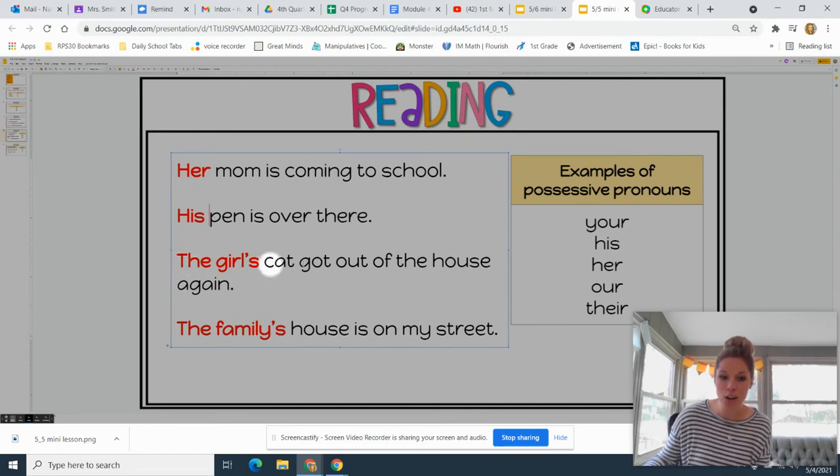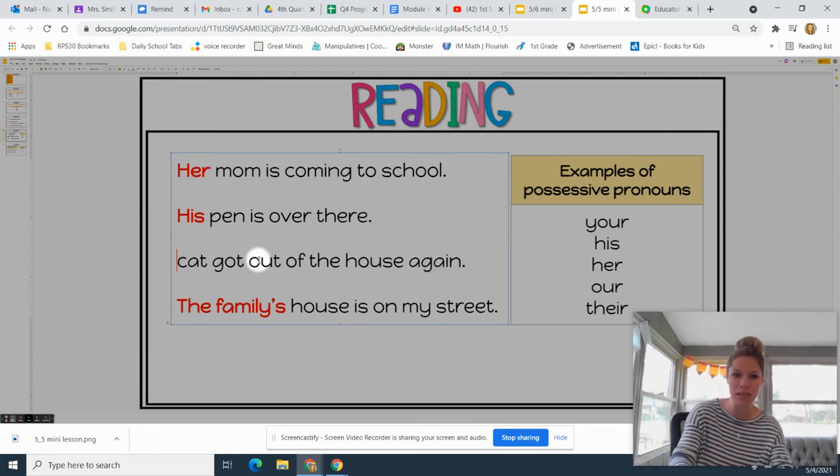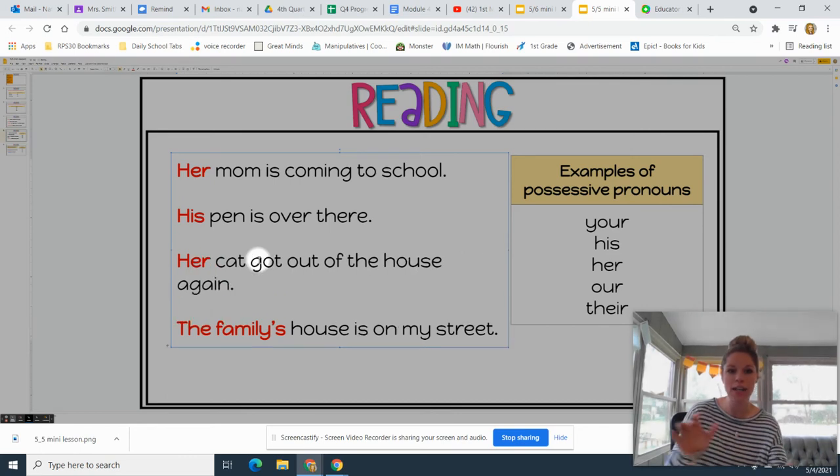Okay. The girl's cat got out of the house again. All right, we want to change the girl's. That's our possessive noun. It shows whose cat it is. Into one of these pronouns? Did you say her? Her cat. We would need to take out the. Her cat got out of the house again.